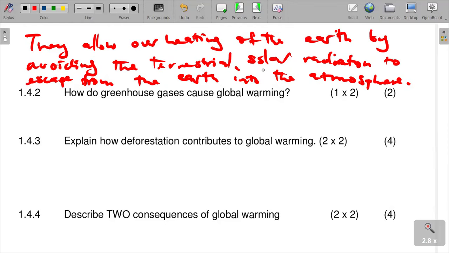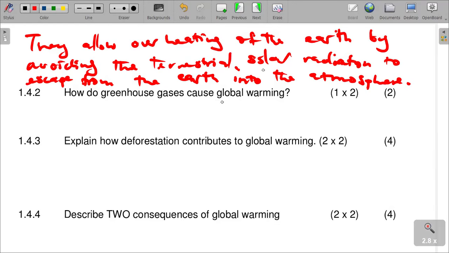So what you need to understand is that with greenhouse gases, the incoming solar radiation is allowed to pass through to the earth, but when the heat is released from the earth's surface into the atmosphere, it cannot be released. It is trapped within the lower levels of the atmosphere, which can cause an increase in temperature. So there is overheating of the earth because the outgoing terrestrial radiation is not able to escape and go up into the atmosphere.